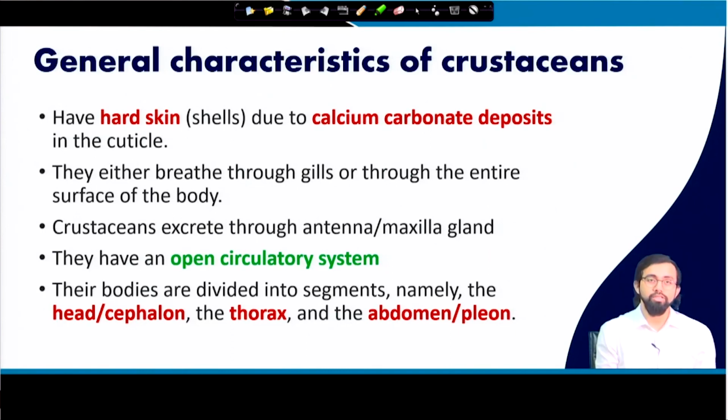What are the general characteristics of crustaceans? They have a very hard skin, or we call it shells, because of the calcium carbonate deposits in the cuticle region. Because of that, the calcium carbonate layer is hard in structure. They breathe either through their gills or through the entire surface of the body, based on the type of species that we're culturing. Crustaceans excrete through the antenna or the maxilla gland. They have an open circulatory system, and their bodies are divided mainly into three segments: first, the head or the cephalon, the thorax, and the abdomen or the pleon part.